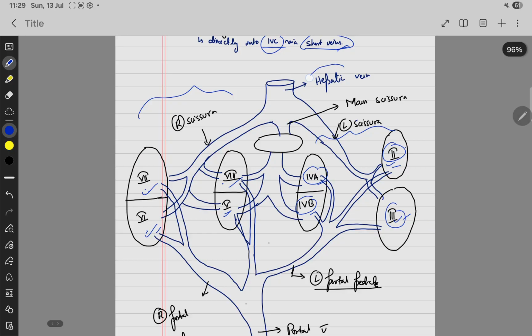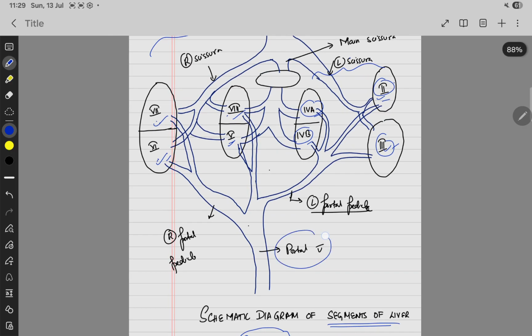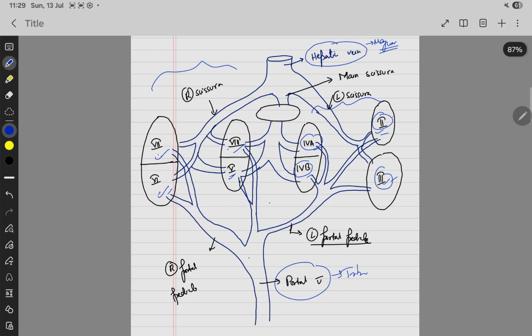So we'll start with the hepatic vein. The hepatic vein forms the major venous drainage, while the portal vein forms tributaries. Remember this. As we have seen, on the right side the right hepatic vein will drain, on the left side the left hepatic vein. Similarly, the right portal vein on the right side and the left portal vein on the left side.